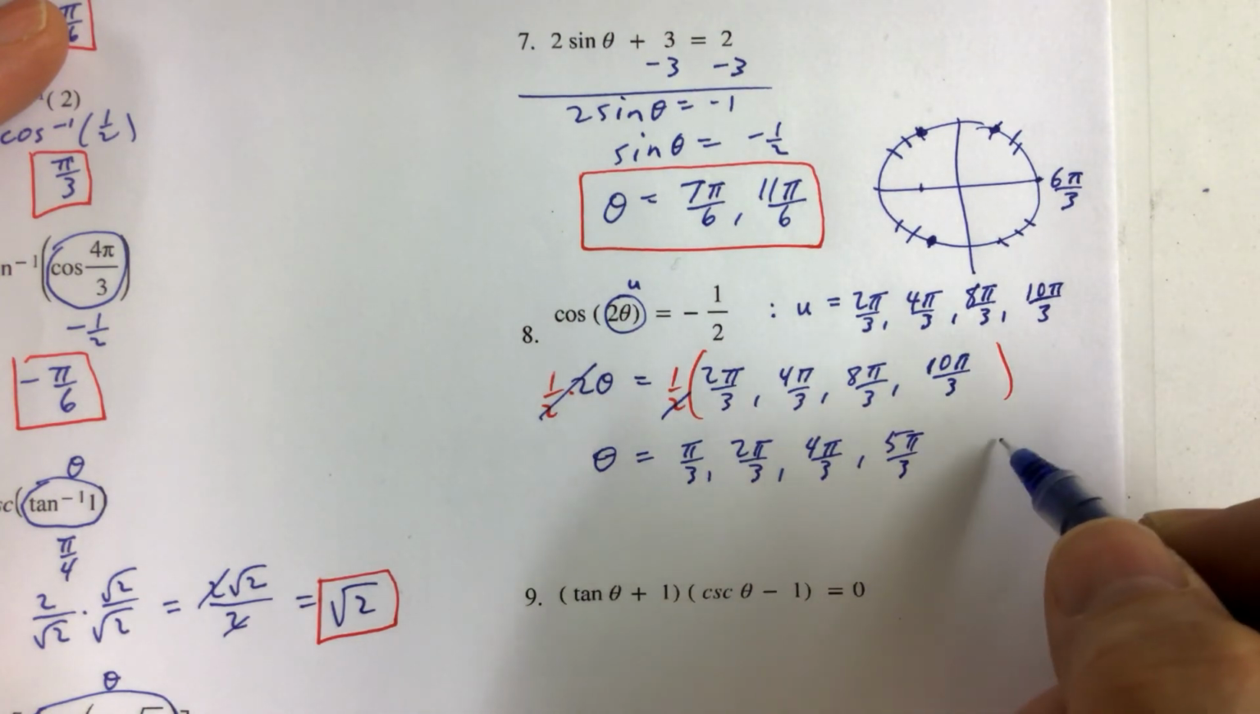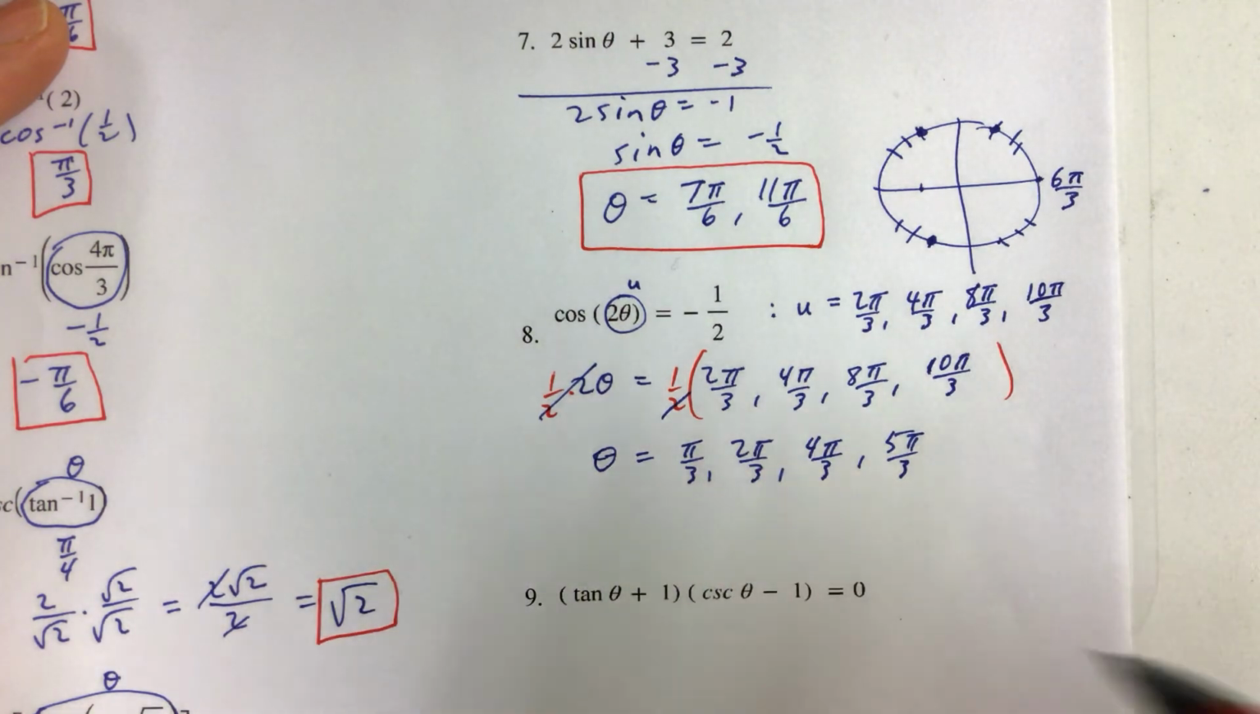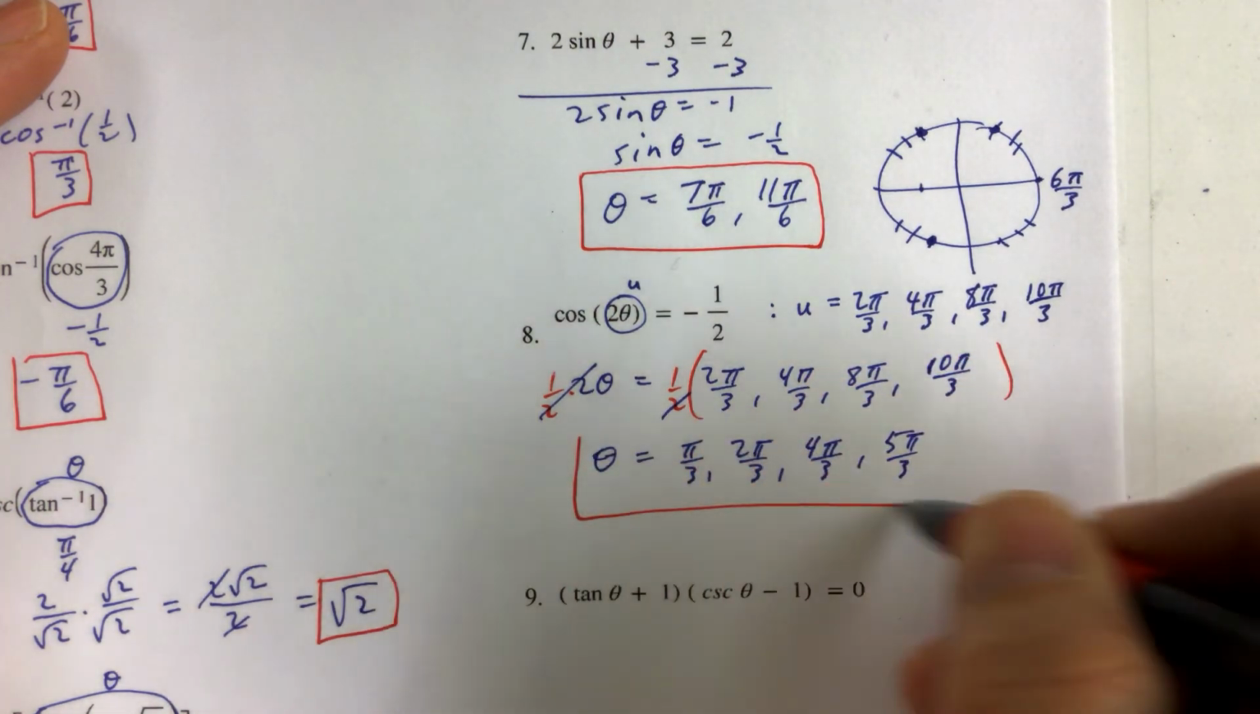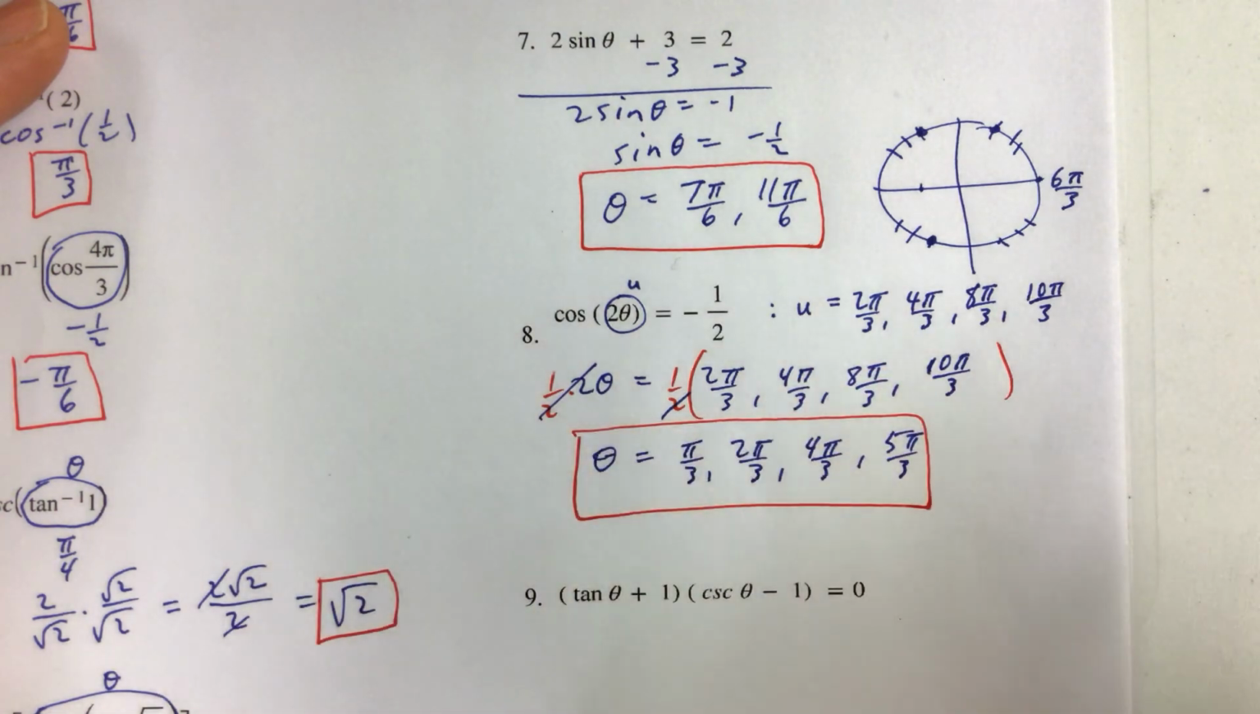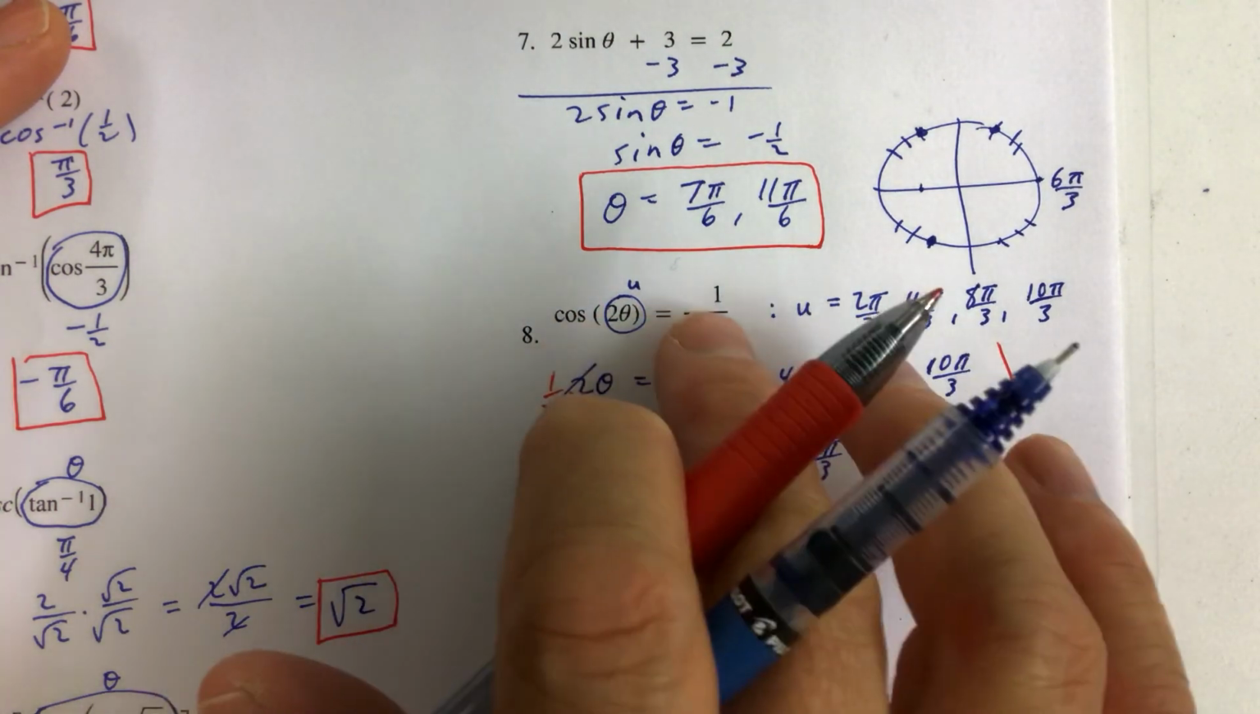If we kept going, we would extend beyond our 2 pi limitation. So those are the angles between 0 and 2 pi that make this equation true.